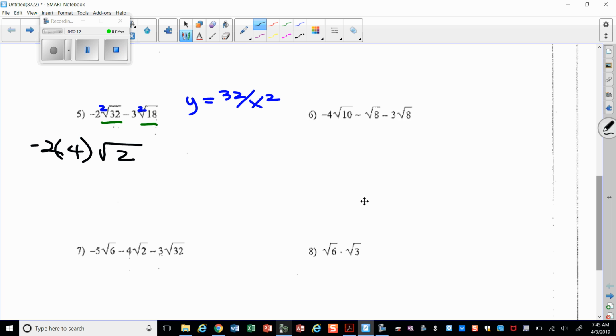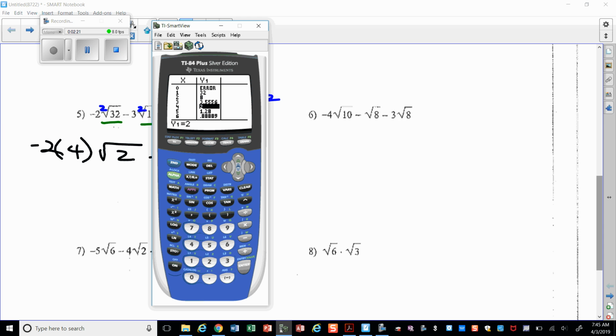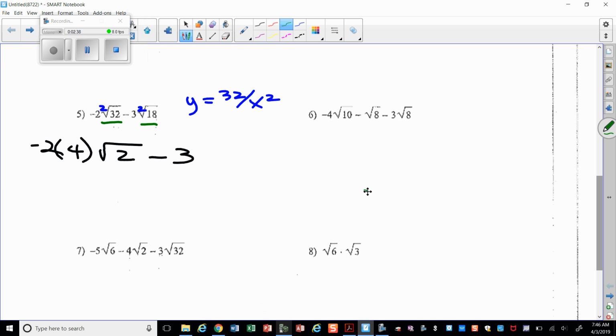And then I'll do the same thing. I've got negative 3, but now it is the square root of 18. So I'll go back to my calculator, and I'll do y equals, and I'll make that 18 divided by x squared, and I'll do second table. Look for the smallest y value that's not a decimal, and again it's a 2, but there's a 3 coming out. So this one, I have a 3 comes out, and the 2 stays in.